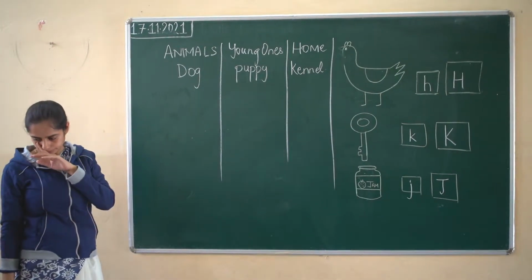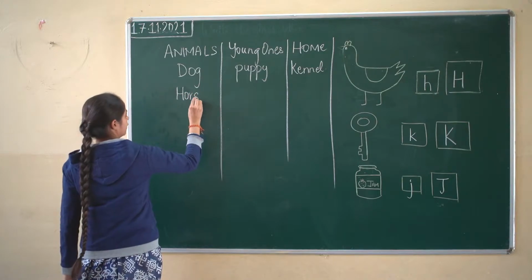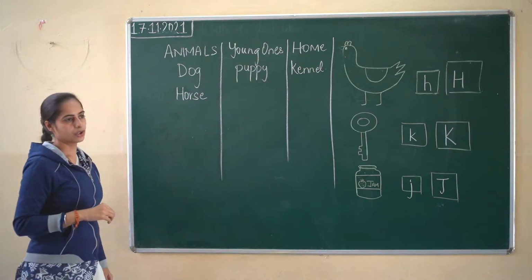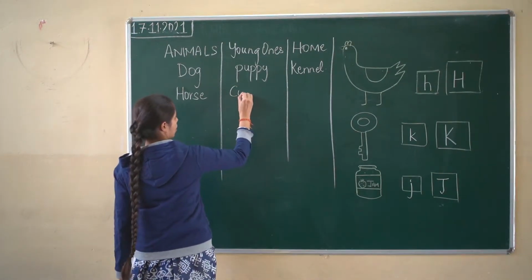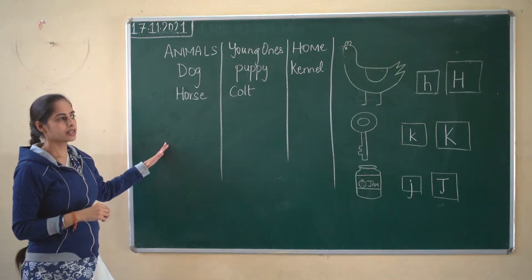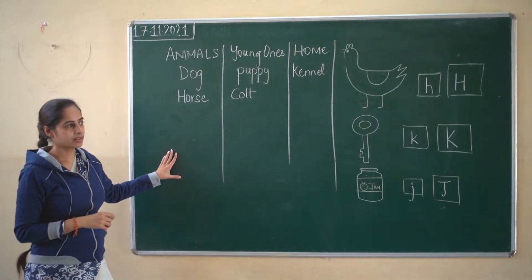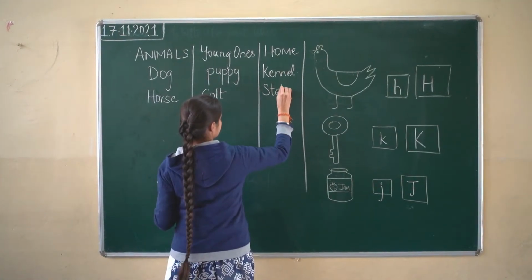Then we have horse. The other animal is horse. The young one of a horse, or the baby of a horse, is colt. How will we say it? Colt. And where does the horse live, children? The horse lives in a stable.